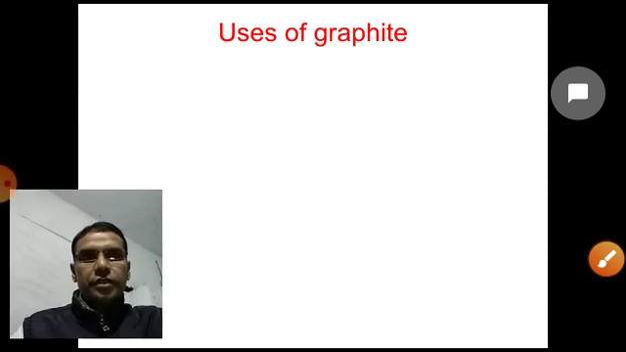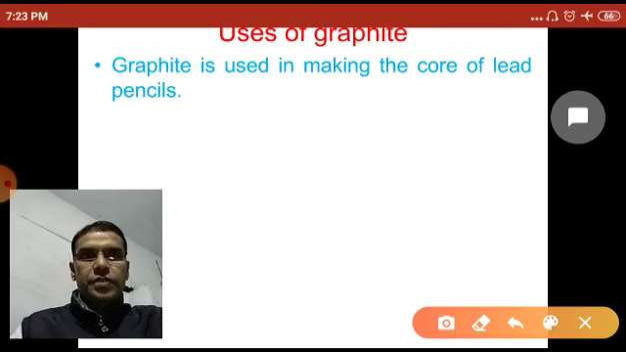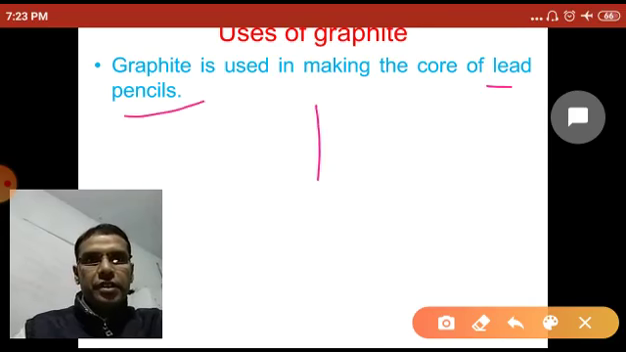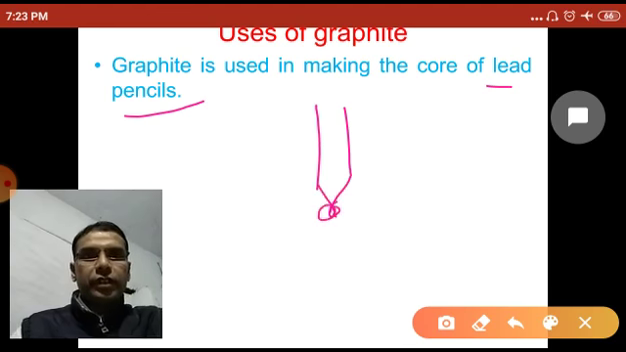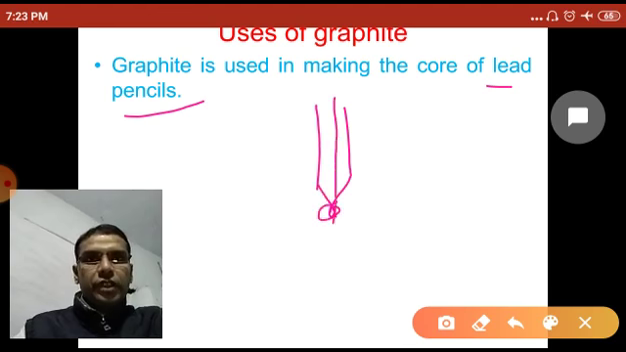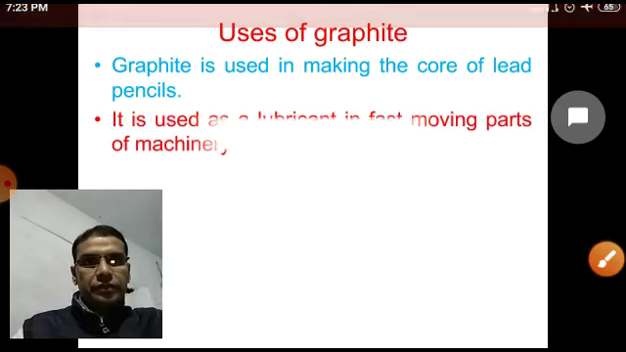Now next topic, the uses of graphite. There are many uses of graphite. Graphite is used in making the core of a lead pencil. At the center of the pencil, graphite is used in making the core.